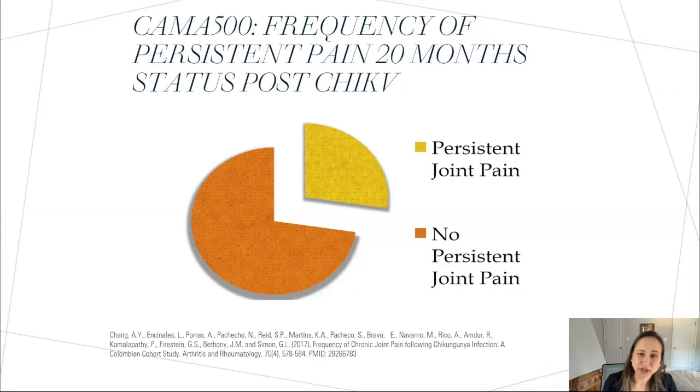The first study that we did of patients with arthritis after chikungunya was a study where we looked at a cohort of 500 patients and assessed how many of them had persistent pain attributed to their chikungunya infection 20 months after their infection. And we found that approximately 1/4 of the patients reported persistent joint pain.